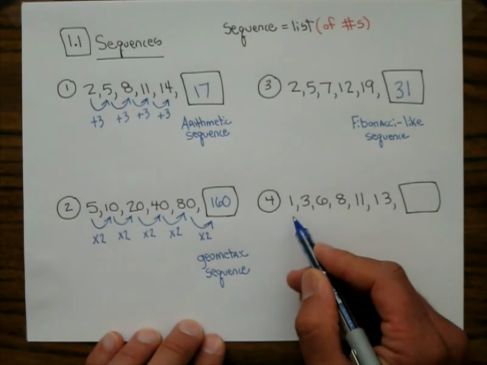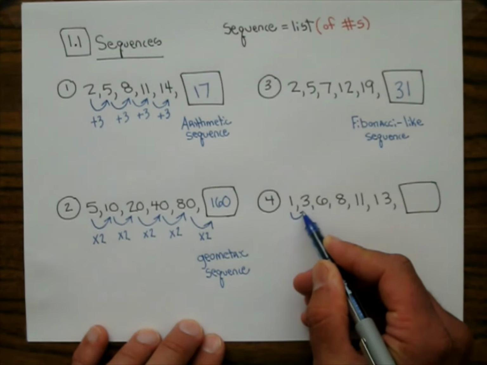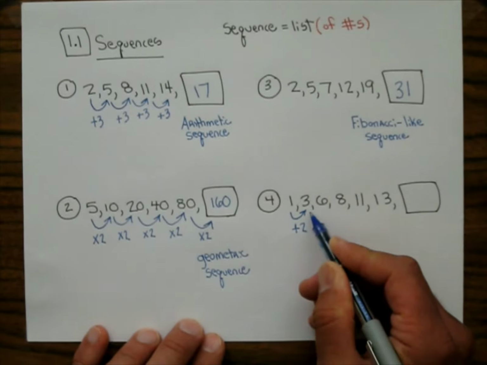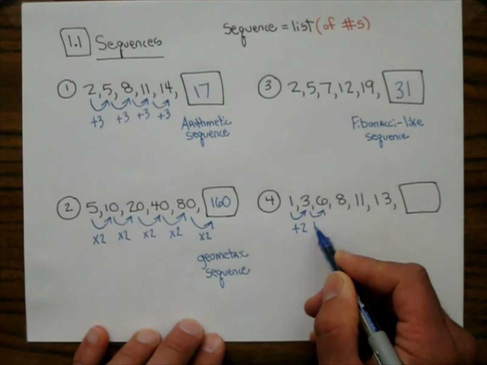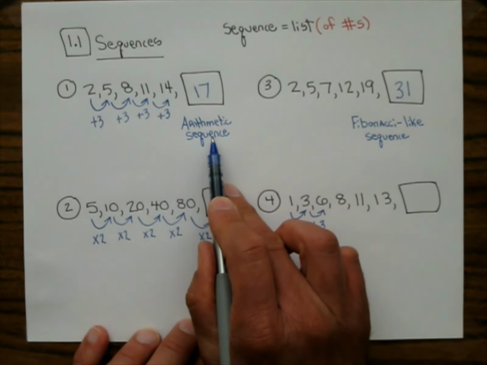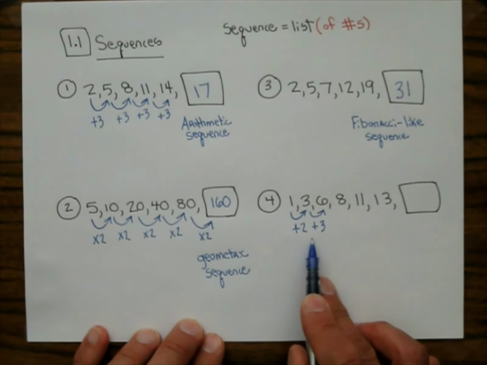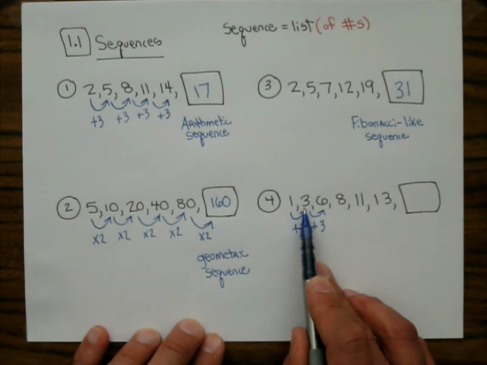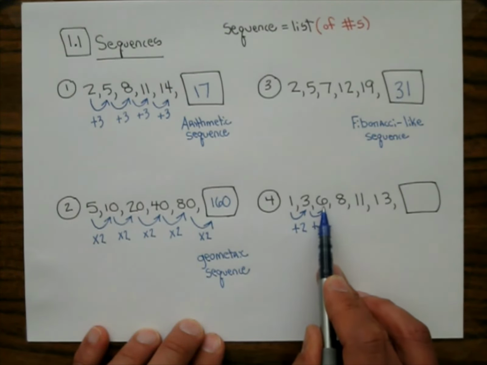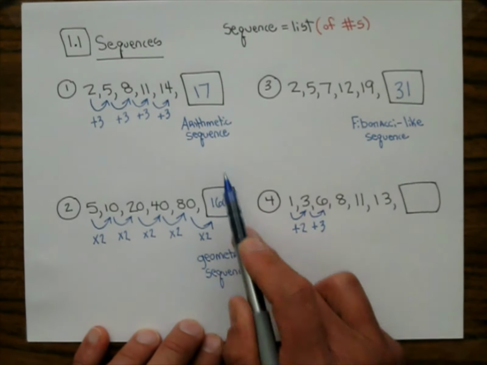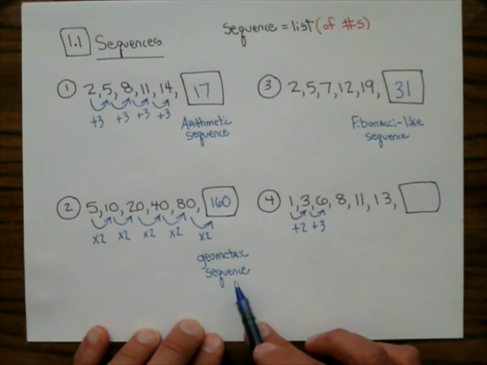The first thing I always do is look at the gaps between the numbers. So I add 2, and then here I add 3. Okay, so it doesn't look like it's going to be arithmetic because it has to be the same number I'm adding. Geometric, multiply by 3, nope. Fibonacci-like, 1 plus 3 is not 6, so it's not going to be any of these 3 kinds.